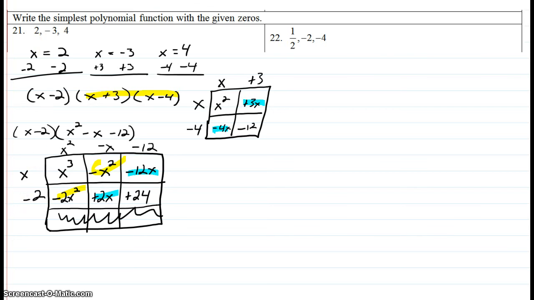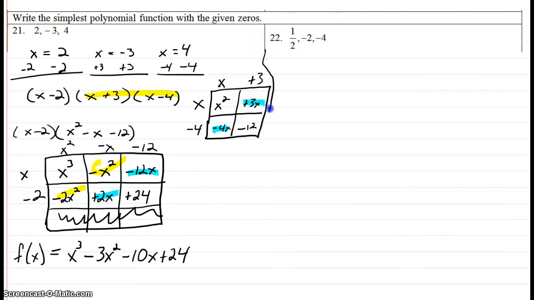And so now let's write our function. So we have x cubed, and then a negative 2 and negative 1 gives us negative 3x squared. 2 minus 12 gives us negative 10x, and then 24. So this function has the given roots 2, negative 3, and 4.